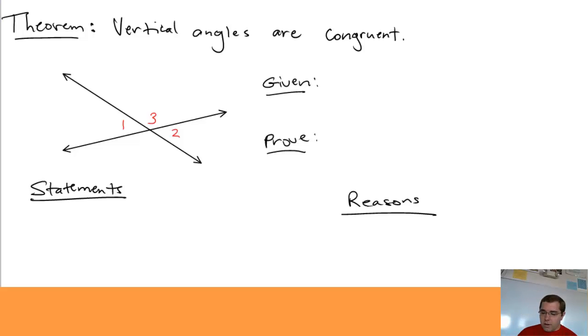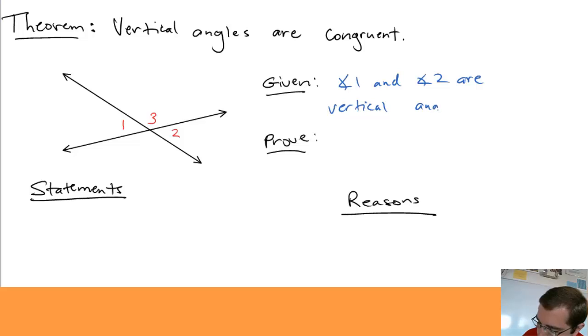A theorem, if we're going to prove it, always gives us some information, and we call that information the given. The given is always essentially the hypothesis of our theorem. That is, that we have vertical angles. So our given is, in this case, angle 1 and angle 2 are vertical angles. We have a pair of vertical angles.